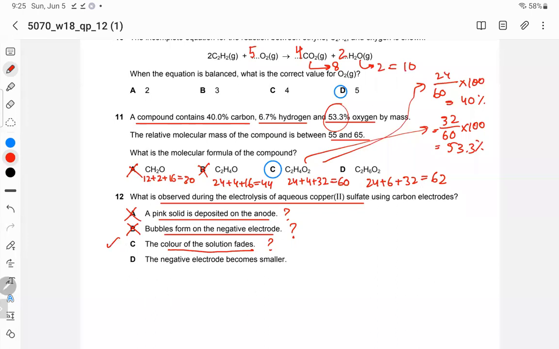because the concentration of copper sulfate solution decreases because of the decrease in copper ions. So the blue color fades away. The negative electrode becomes smaller. No, in the cathode there is no change in the electrode. Is it clear to everyone so far? The anode, sorry, the positive electrode changes, and the negative electrode becomes bigger in size because of the deposition.